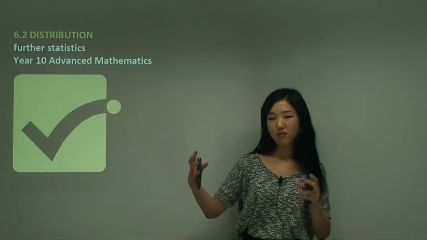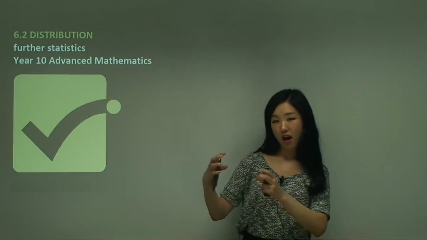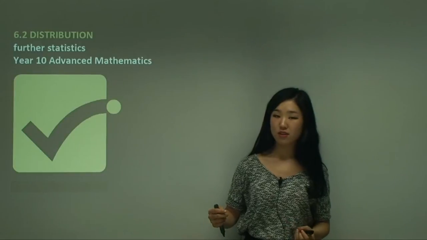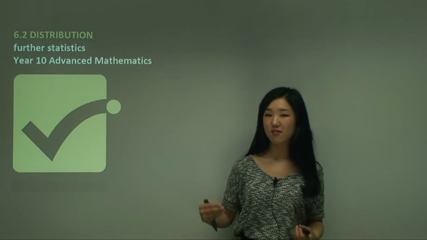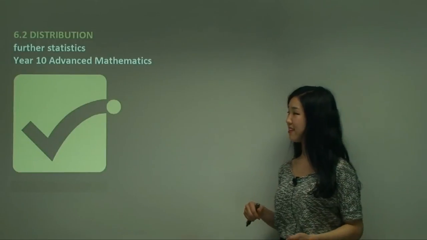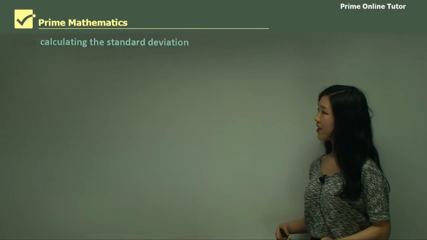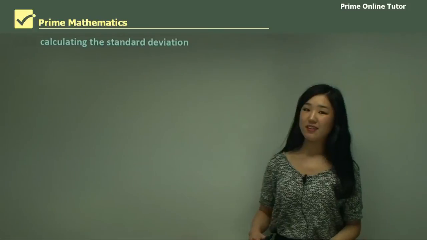But if the data is closer together at a higher level, then it's a good indication that the class is doing well as a whole. So this is the kind of idea we're going to be looking at in this lesson, so let's get started. Starting with calculating the standard deviation.